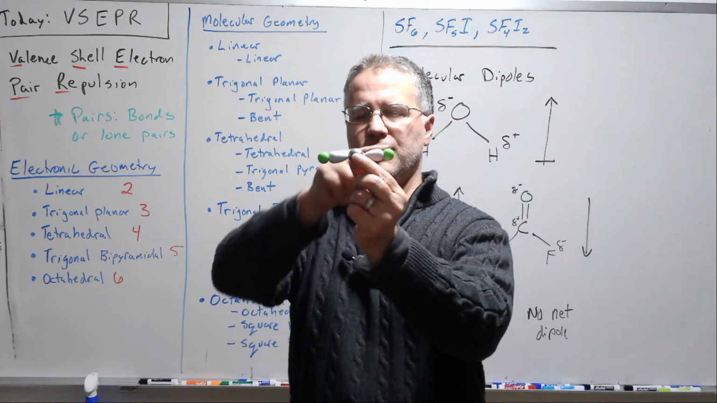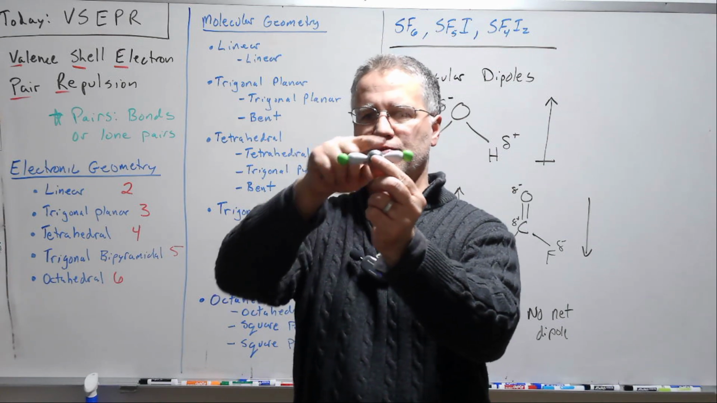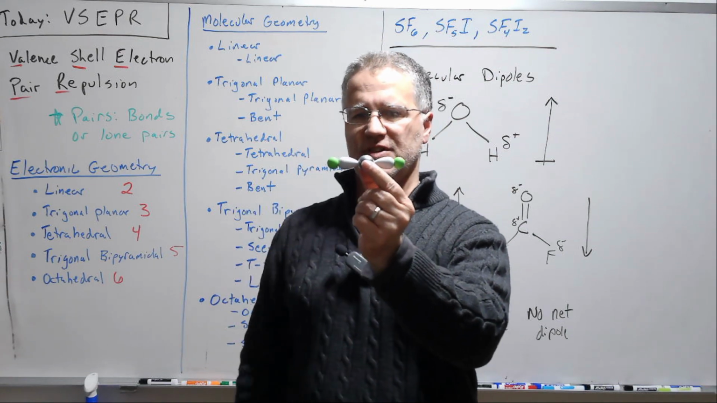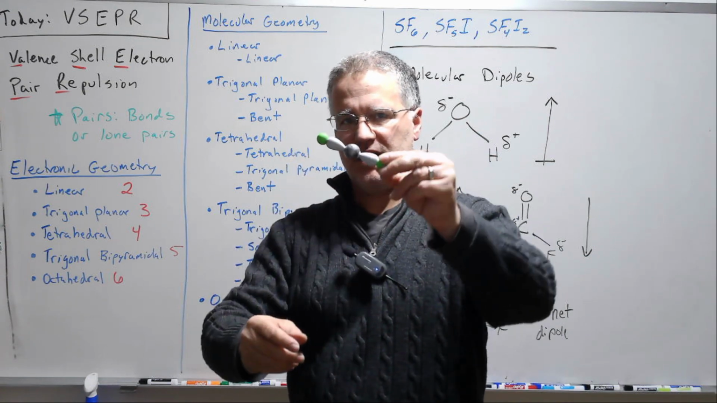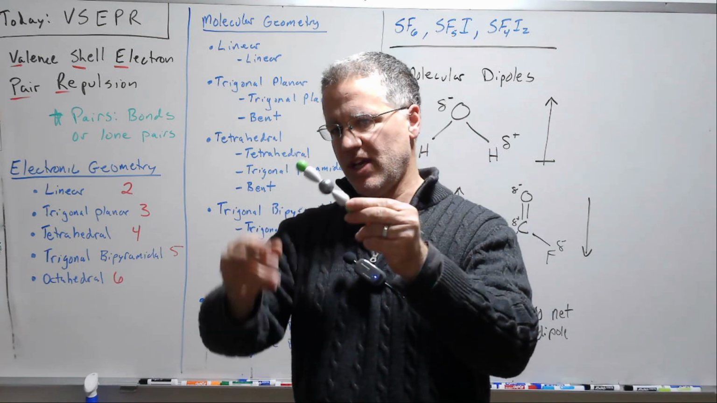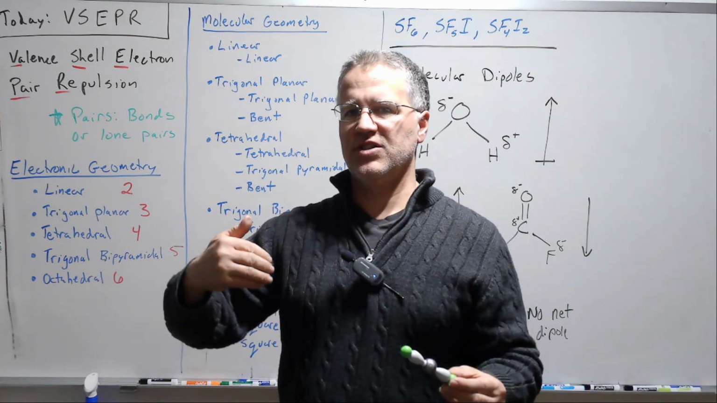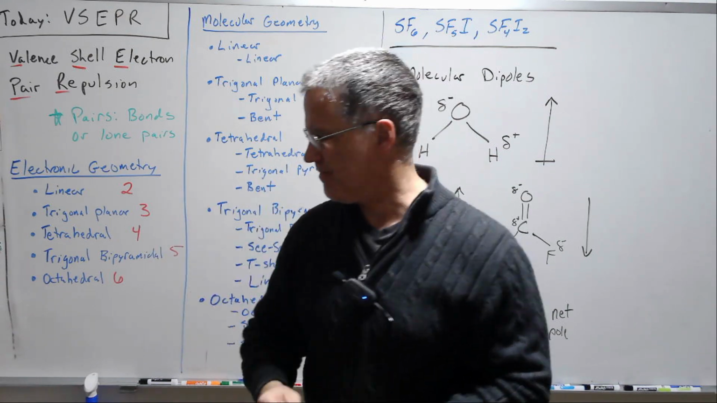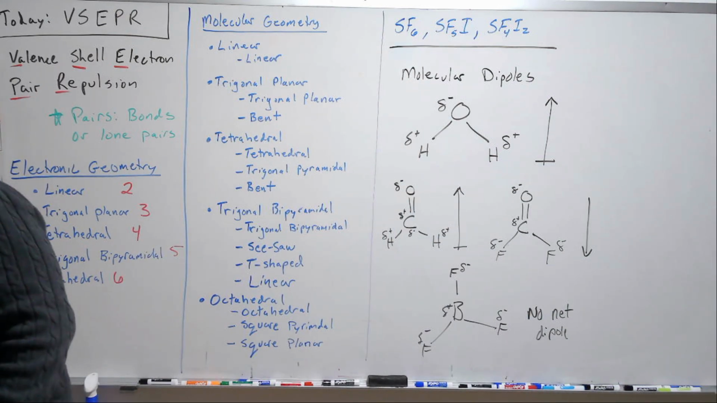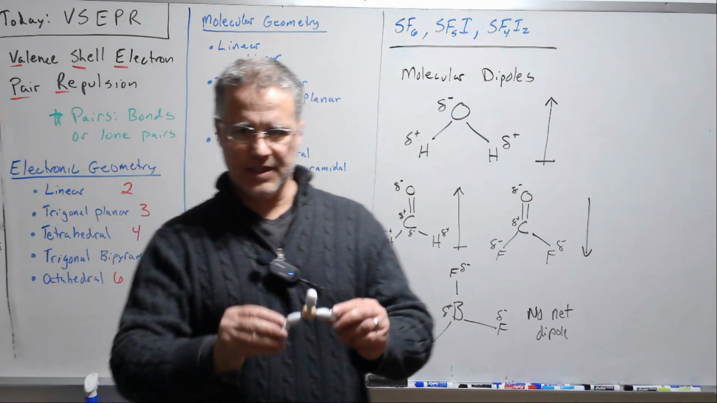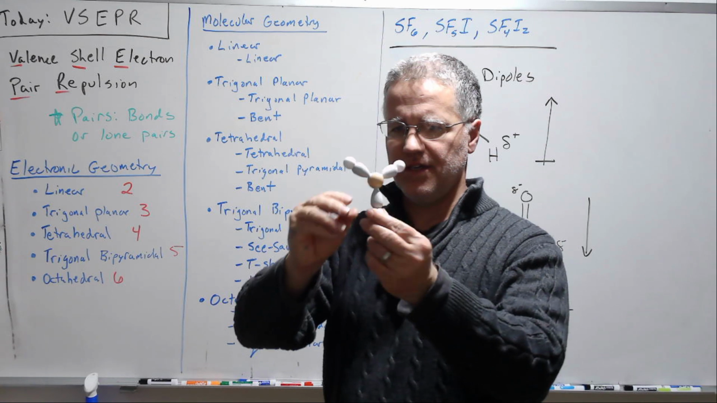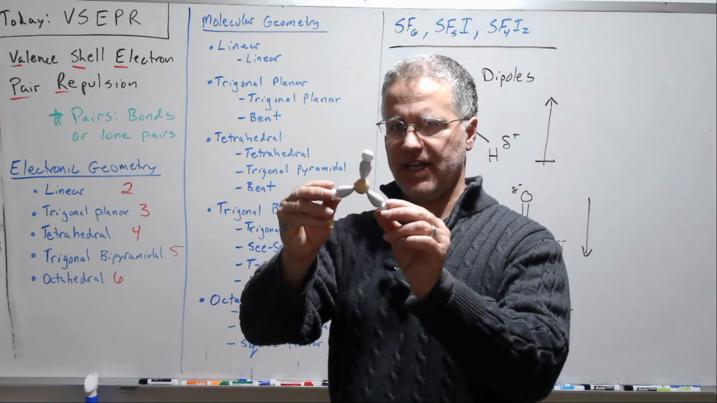But generally, we're thinking about something like this, where we have two peripheral atoms coming off of the center. And again, we have a linear geometry. So the molecular geometry is also called linear. So this is linear electronic, linear molecular.